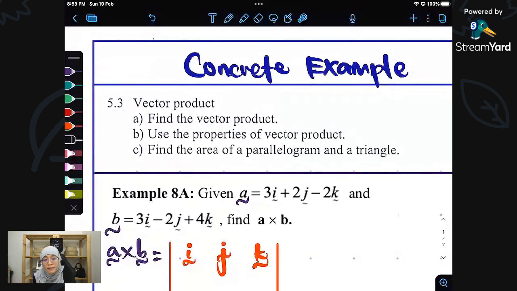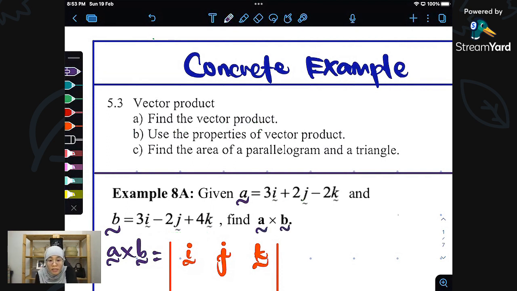Okay, let's see example 8a here. Given the vector A is 3i plus 2j minus 2k, and the vector B is 3i minus 2j plus 4k, find the vector A cross B.